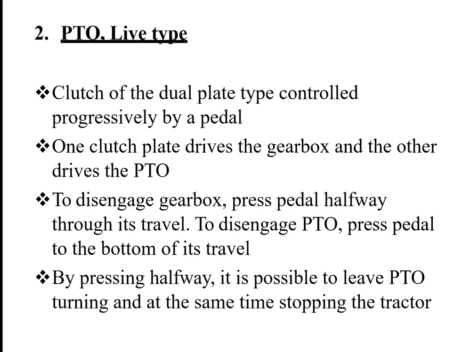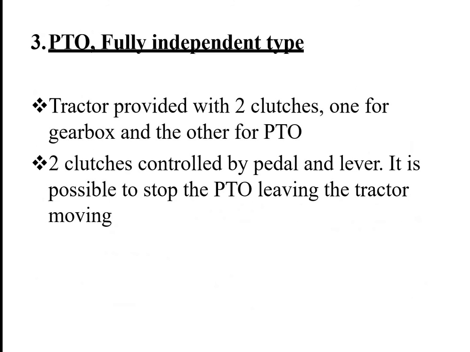PTO live type: the clutch is of the dual plate type, controlled progressively by the pedal. One clutch plate drives the gearbox and the other drives the PTO. To disengage the gearbox, press the pedal halfway through its travel, and to disengage the PTO, press the pedal to the bottom of its travel. By pressing halfway, it is possible to leave the PTO turning and at the same time stop the tractor.